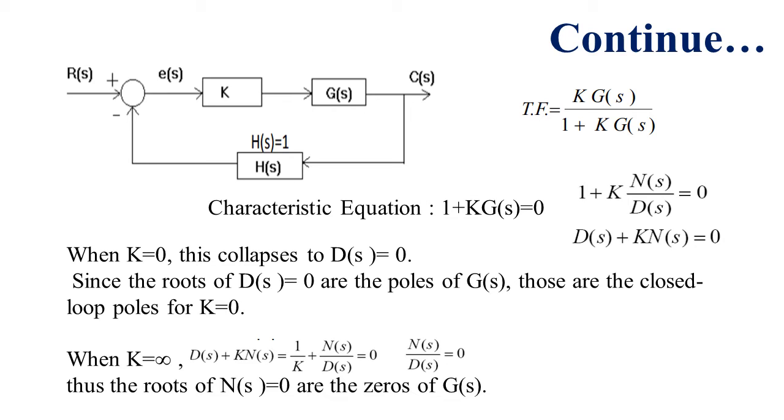Since the roots of the denominator are the poles of G(s), those are the closed loop poles for K equals 0. When K equals infinity, then we have basically the roots of the numerator, which are the zeros of G(s). You can see that in the characteristic equation we have 1 plus K G(s) equals 0. The value of K does in fact move the roots of the polynomial.